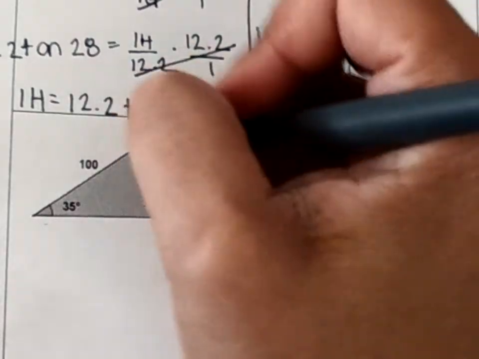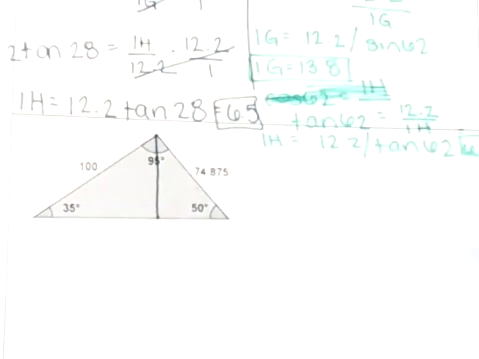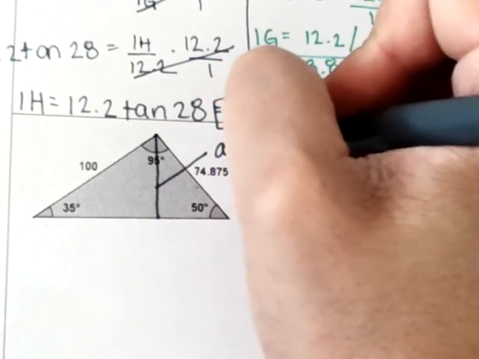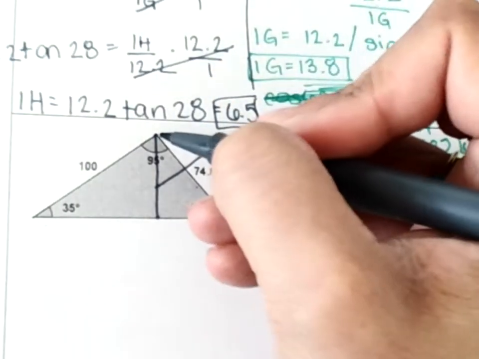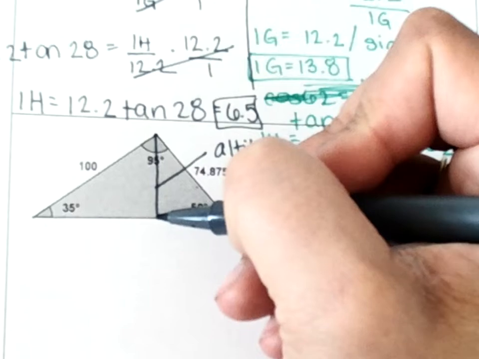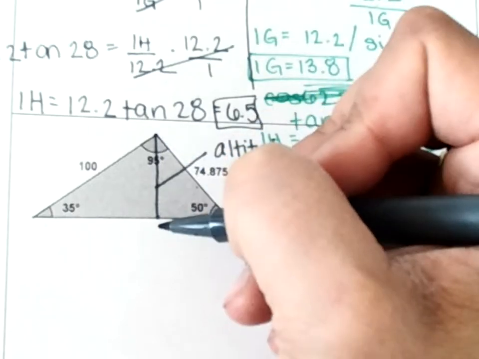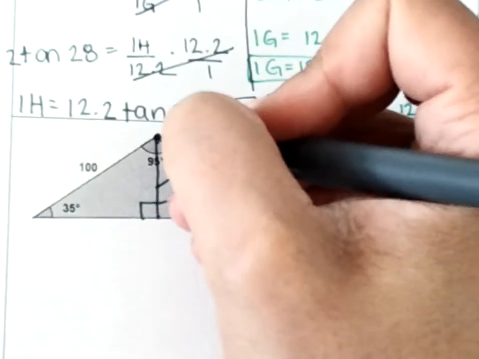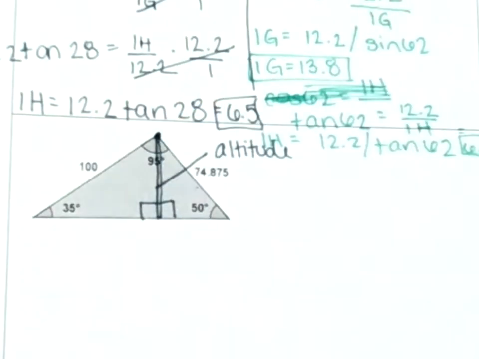So what I'm going to do instead is create two right triangles by drawing an altitude. This is called an altitude. An altitude is any line that can be drawn to reference the height of the triangle, and the altitude should create two right angles because it's going to go from an angle directly down to create two right angles.